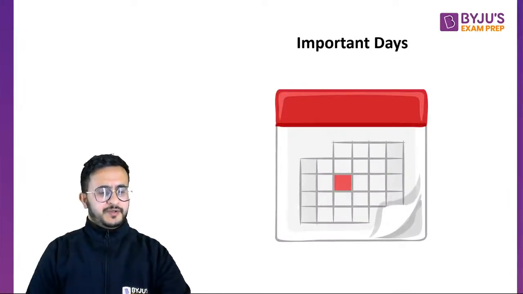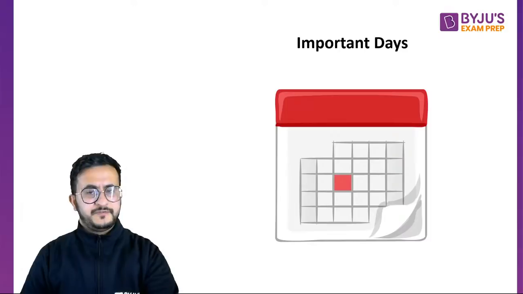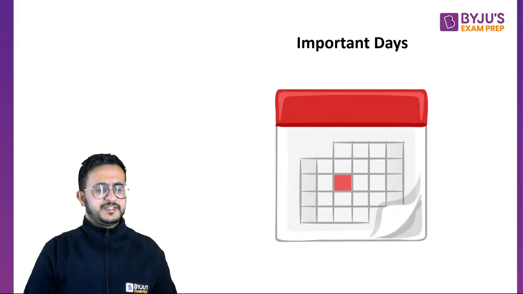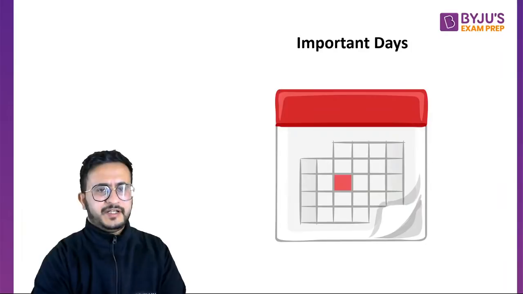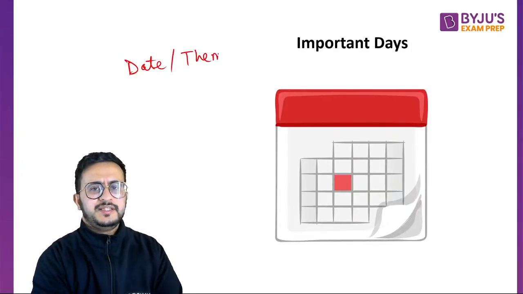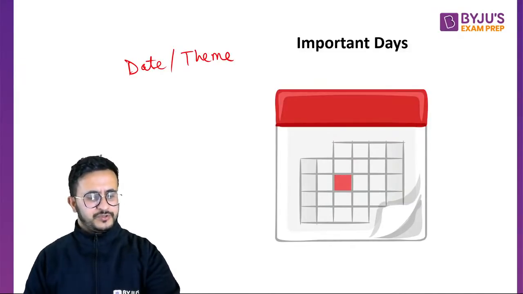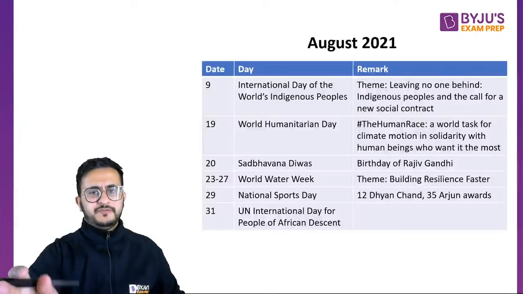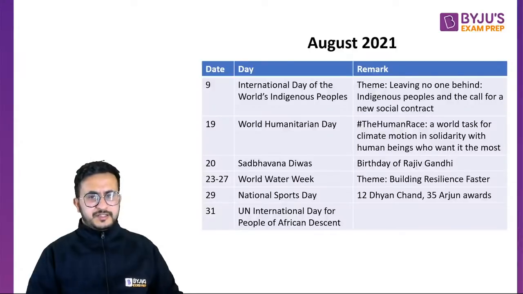So let us start with important days, right? What are the important days that were observed for the past 6 months? And sometimes they ask the date, of course, which is important. The second thing that they might ask is the theme of a certain day that was observed. So we'll go month by month and see some of the important dates that were observed in India and abroad. Okay, so let's start from August, considering the past 6 months.